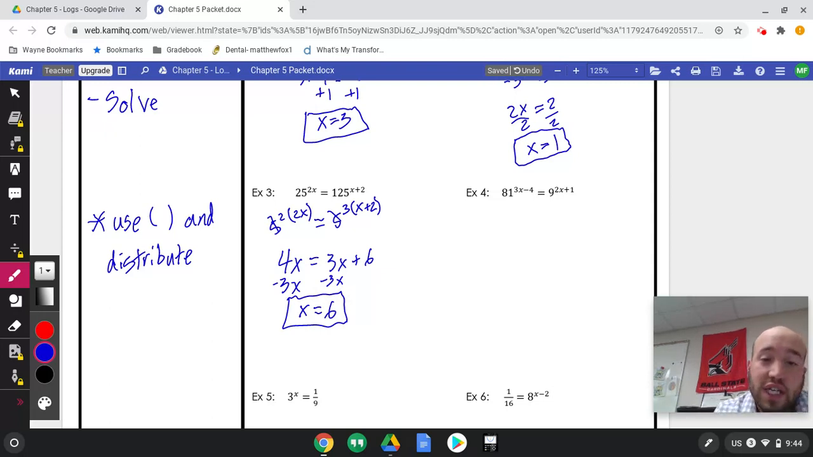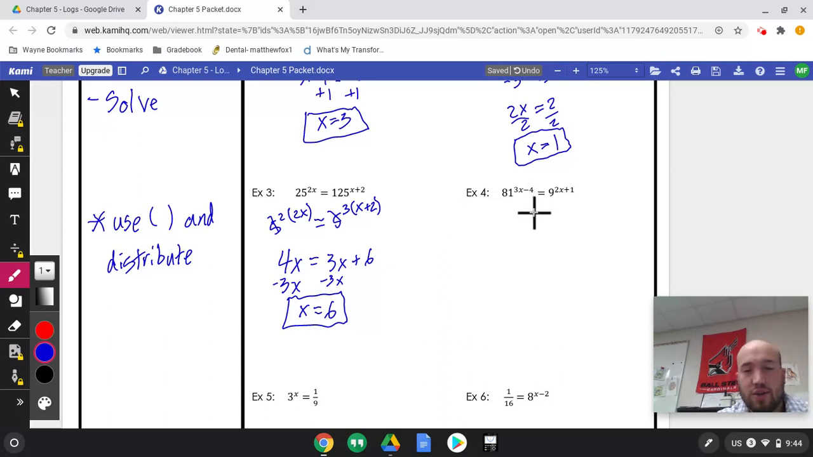And once again, if you want to check it, you can. 2 times 6 is 12, 25 to the 12th, and then 6 plus 2 is 8, 125 to the 8th. If you do that through your calculator, I don't expect you to know how to do that in your head, but you're going to get the same thing.